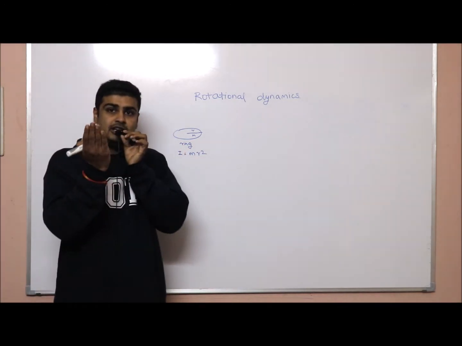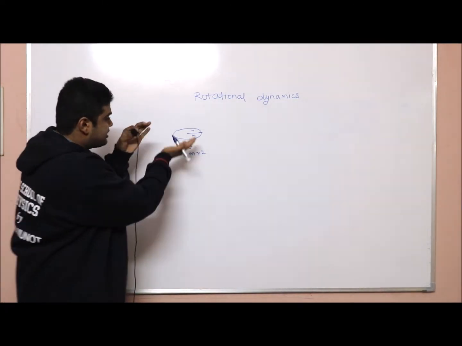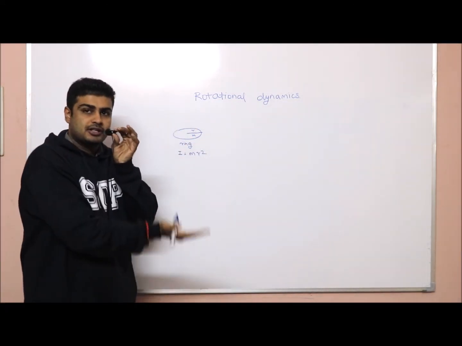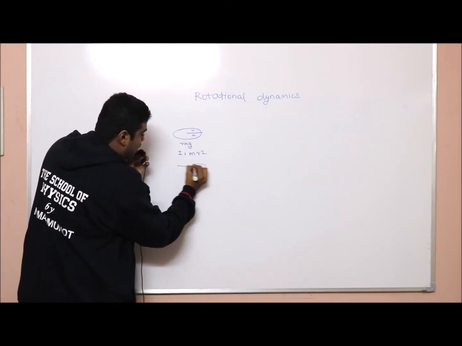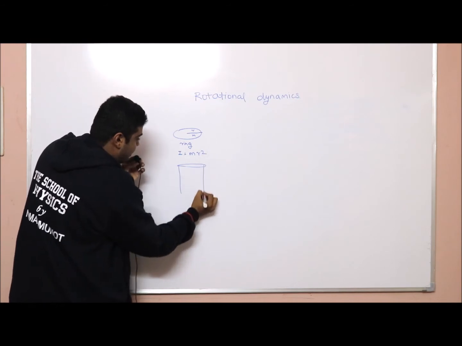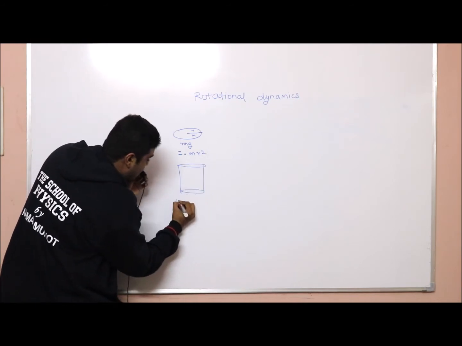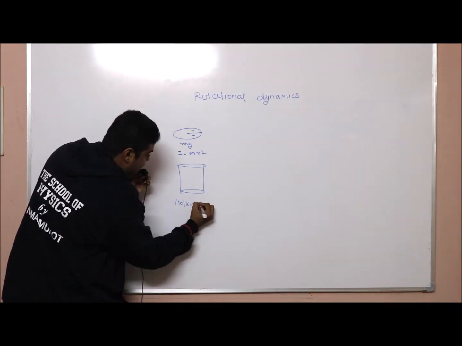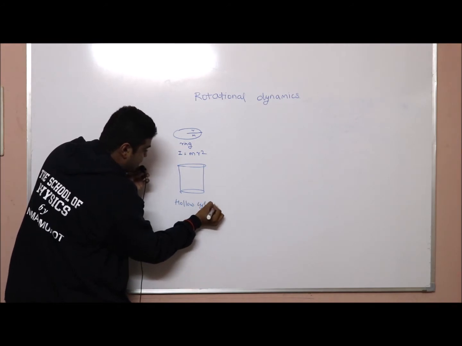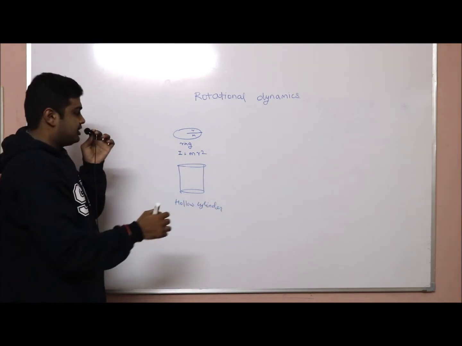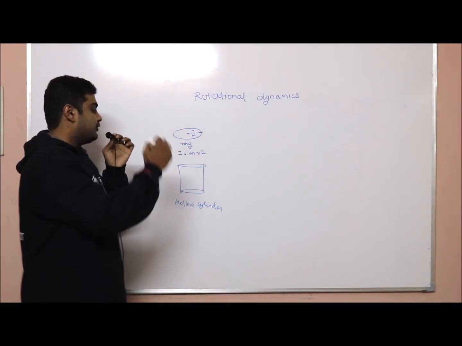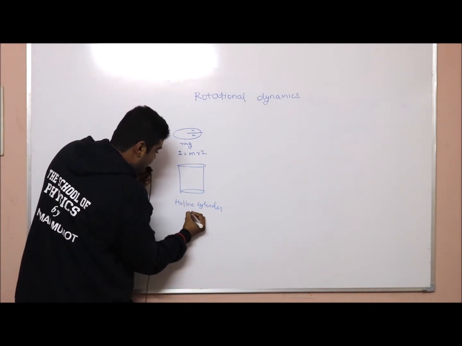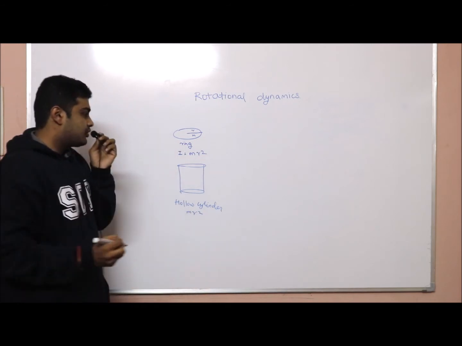Now this is a very good and important concept. Suppose I extend this ring downwards, suppose I make a lot of replicas of this and turn it into a hollow cylinder. The moment of inertia of this when extended downwards will be equal to the moment of inertia of the ring, which is also equivalent to mr square. Now this is a concept.